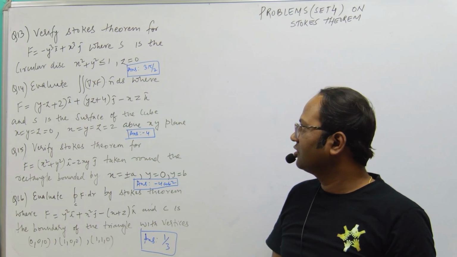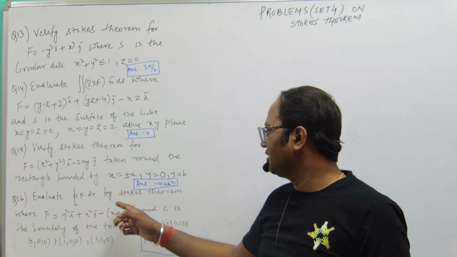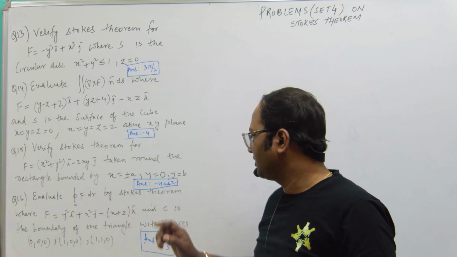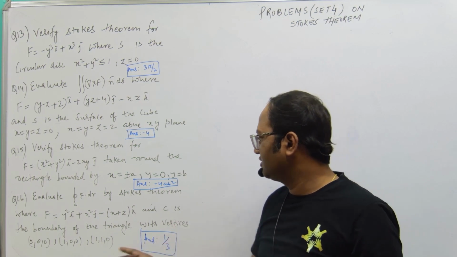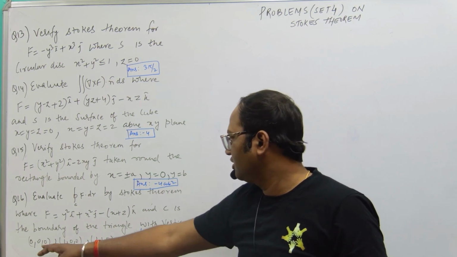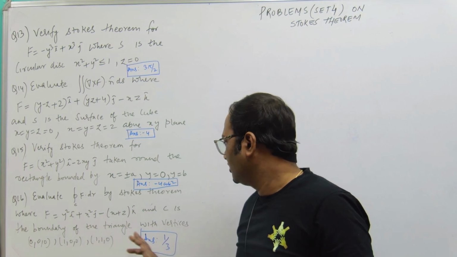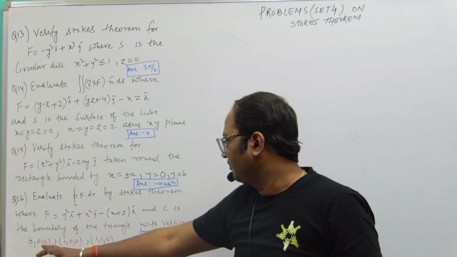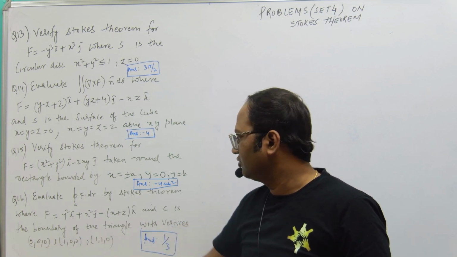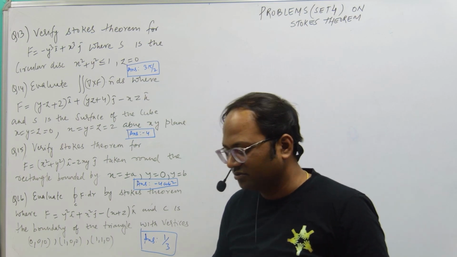Let us discuss question number 16. So we have evaluate f dot dr along the curve C by Stokes theorem, where f is given by this particular expression and C is a boundary of a triangle with vertices this one. Okay, so z coordinate is 0 here. In all the three vertices, z is 0. So the triangle is lying in the xy plane. Okay, let us solve this.